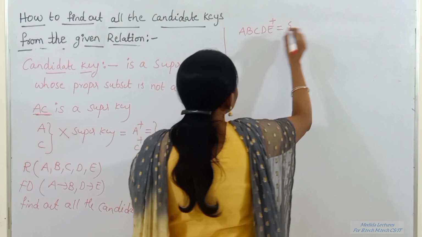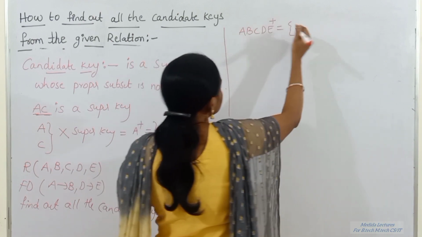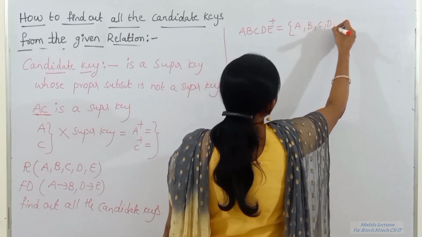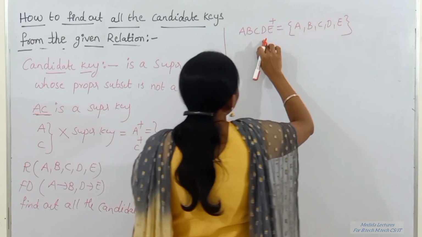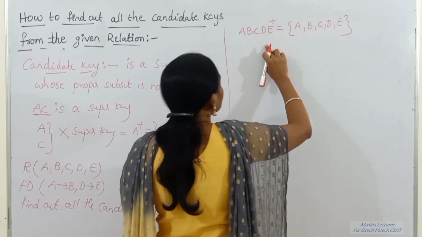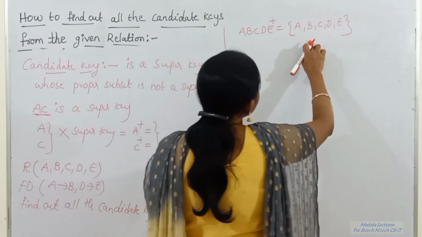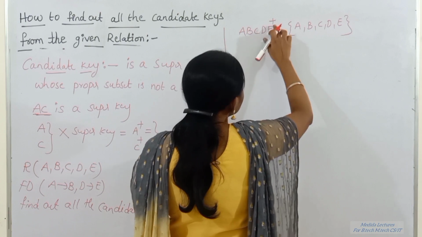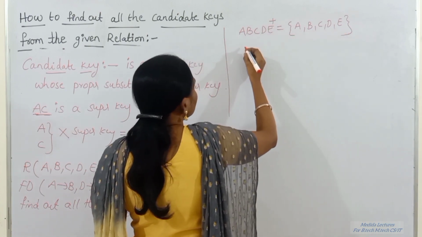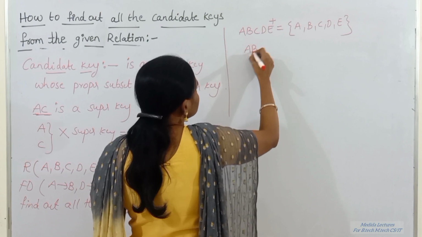So, how to find out the closure? A, B, C, D, E closure itself determines A, B, C, D, E. Because of the reflexive property, an attribute itself determines that attribute. So, ABCDE closure consists of ABCDE. Is ABCDE a super key? Yes, ABCDE is a super key.